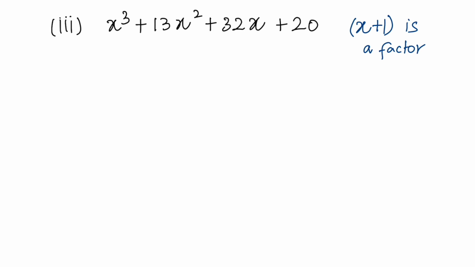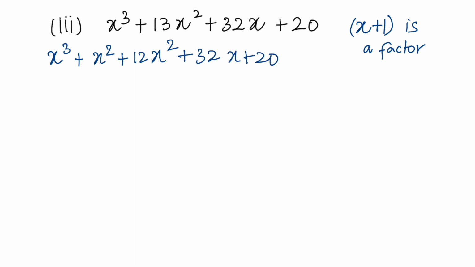Now we can try to convert this polynomial in such a way that it's expressed as a quadratic polynomial into x plus 1. From the first two terms you want to take x plus 1, right? So you are going to write it as x cubed plus x squared plus 12x squared plus 32x plus 20. Since I have split this 13x squared as x squared plus 12x squared, from the first two terms you can take x squared as a common factor, and that leaves you with x plus 1.